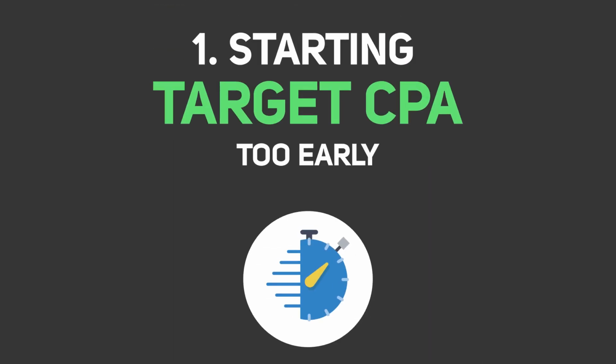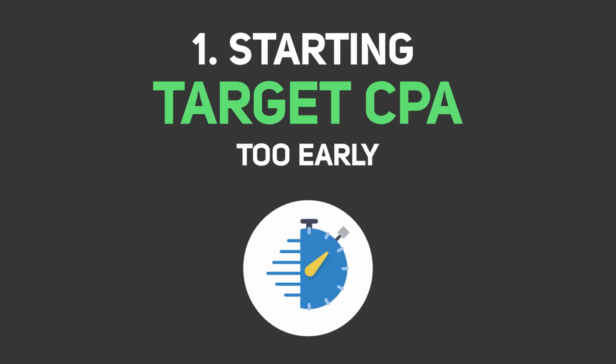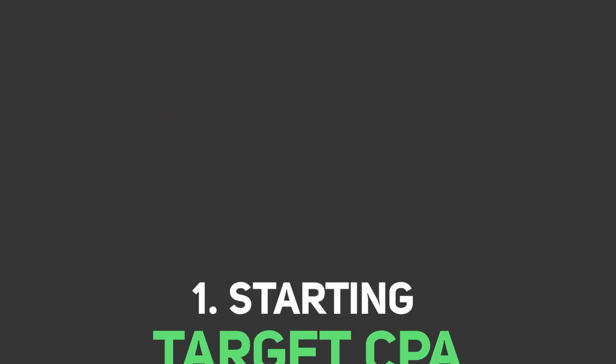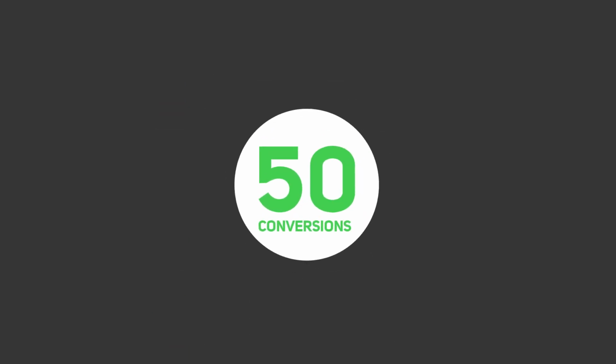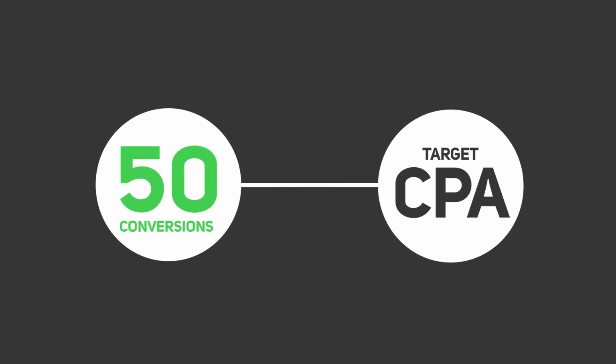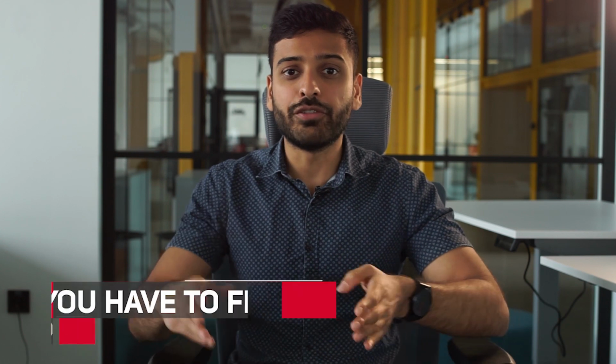Now, mistake number 2 is also a killer mistake, and that's starting target CPA, aka True View for Action campaigns too early on. You want to have at least 50 conversions in your ad account before you start target CPA campaigns. The reason for this is the Google algo isn't really good at target CPA campaigns for new accounts. You kind of have to feed it data.